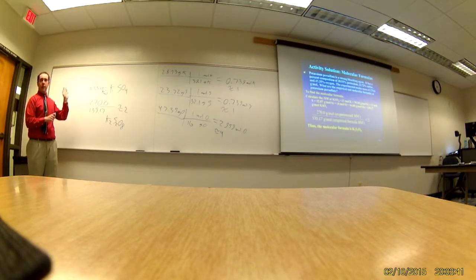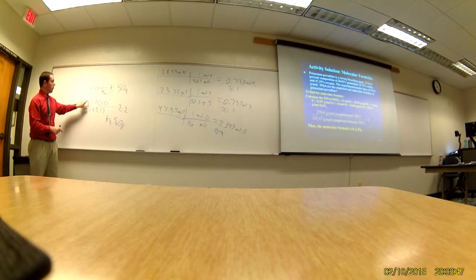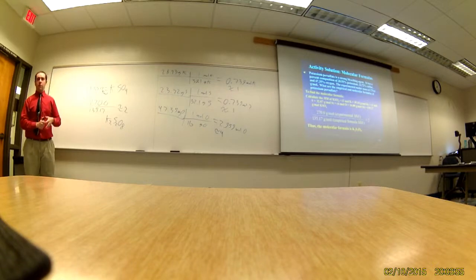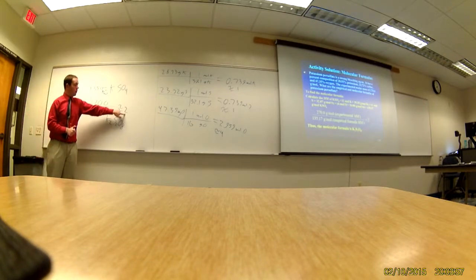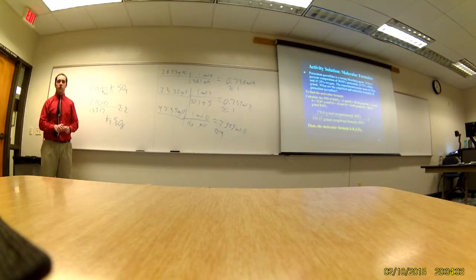Everybody follow from beginning to end. Do the empirical formula, find the molar mass of that, and now do your division. Experimental, which has to be given to you, divided by the mass of your empirical formula. It gives you your multiplication number, multiply all the subscripts in your empirical by that number to get molecular.